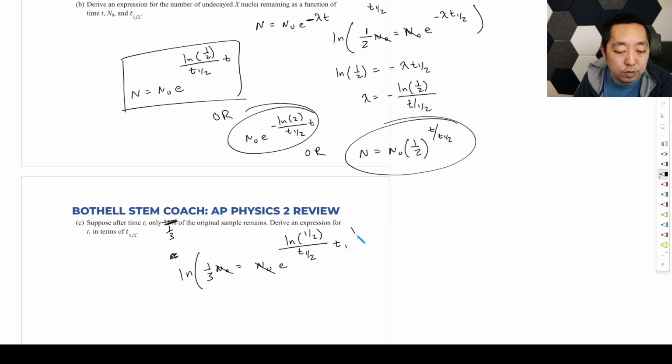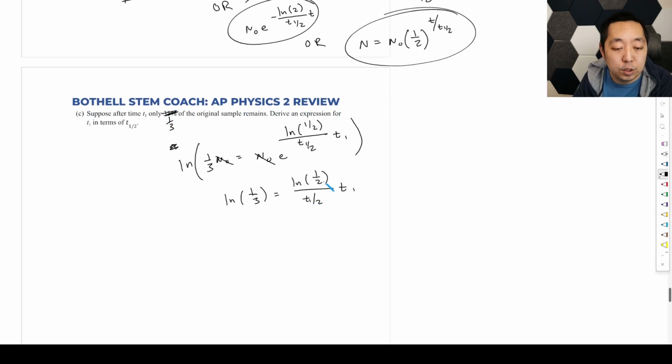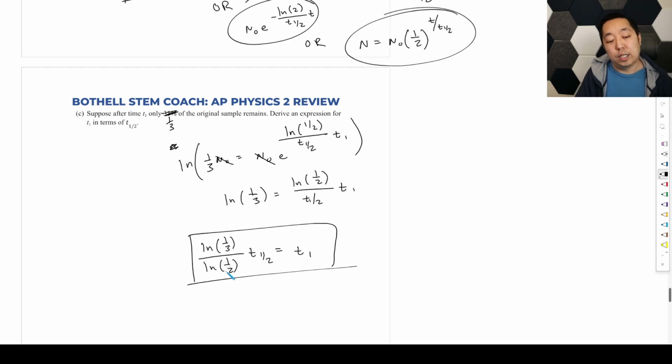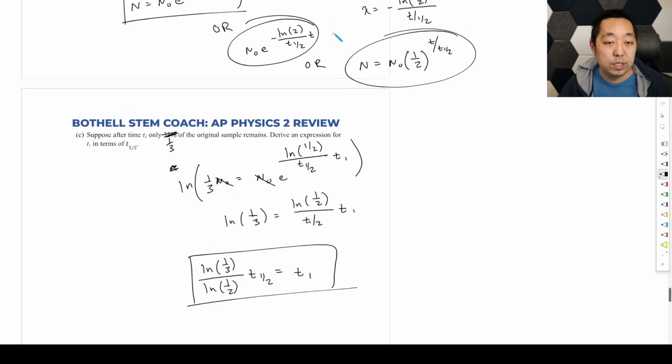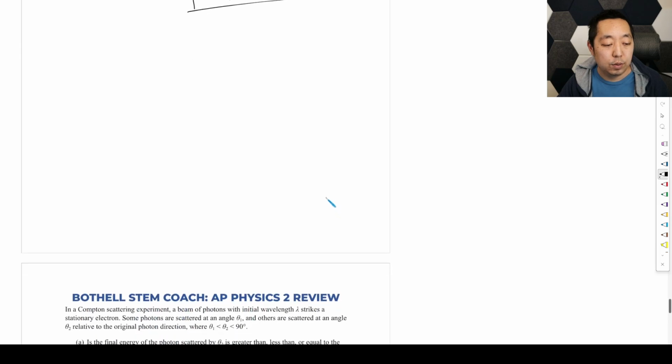So we're going to take the ln of both sides. So we get ln of 1/3 is equal to, ln will cancel with that e, you get ln of 1/2 over T to the 1/2 T1. And then you're just going to multiply by T to the 1/2 and divide that. So you're going to have ln of 1/3 divided by ln of 1/2 times T to the 1/2. You could put in your calculator if you want for that thing. You could make this ln of 3 over ln of 2 because technically it would cancel. Either of those are fine, but that is acceptable. Whichever equation you use there, that's what I would use.